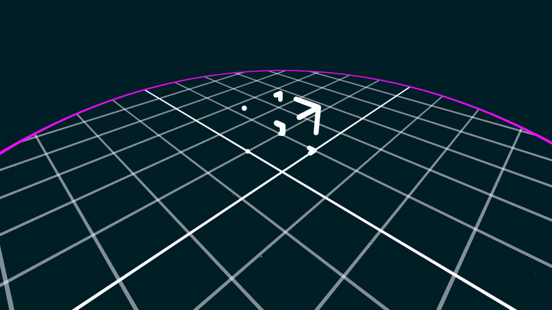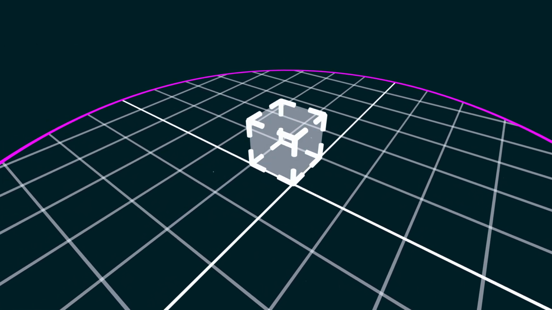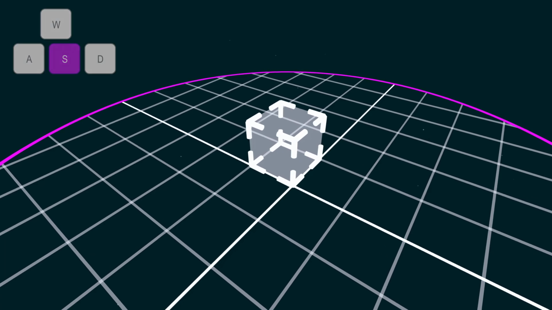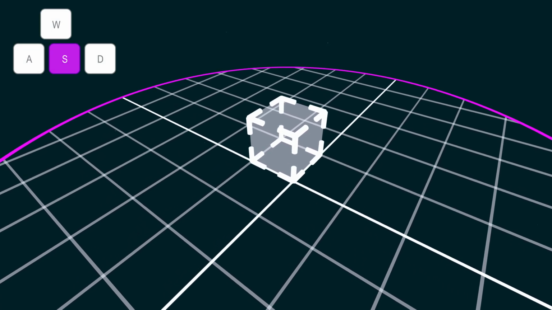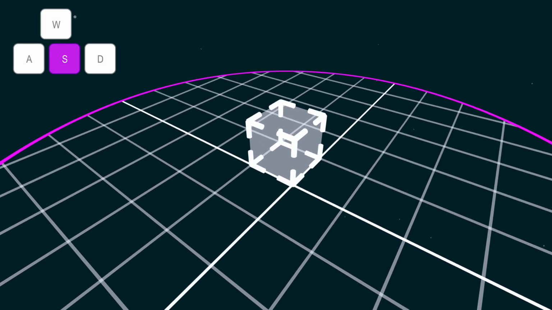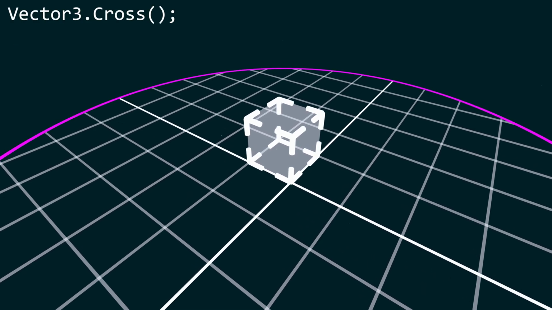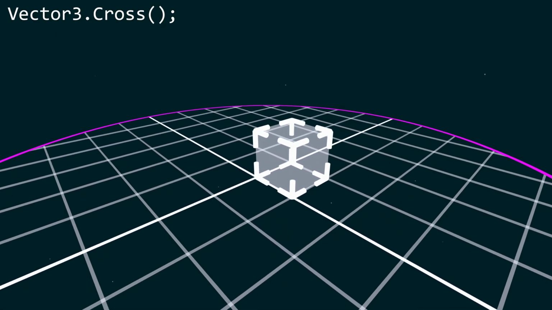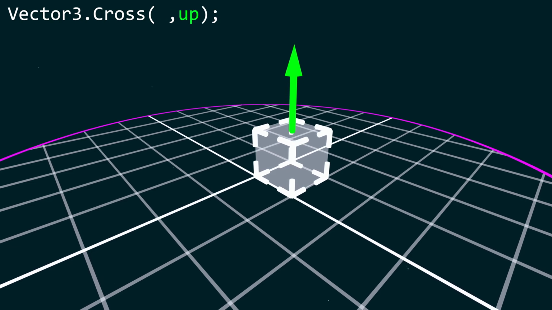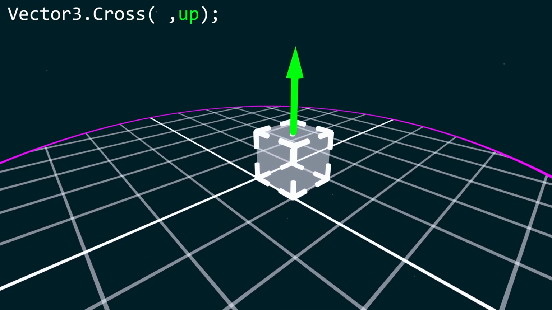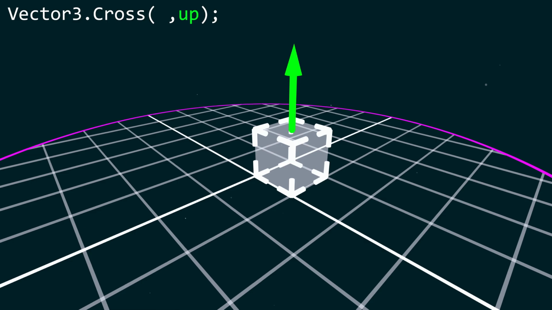But let's just use the simple example of rolling a cube. Assume the user pressed down. We need to work out the correct rotational axis to perform the roll. Vector3.Cross gives us an easy way to calculate this. For our second input, we'll use Vector3.Up. This will be our constant to ensure the cube rolls correctly regardless of direction or current cube rotation.